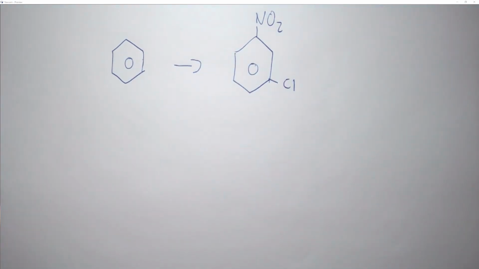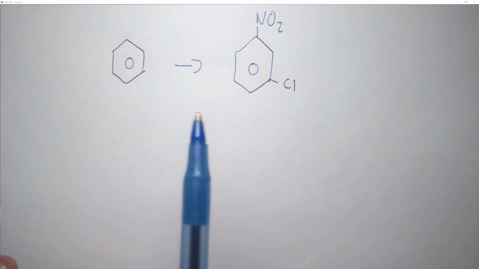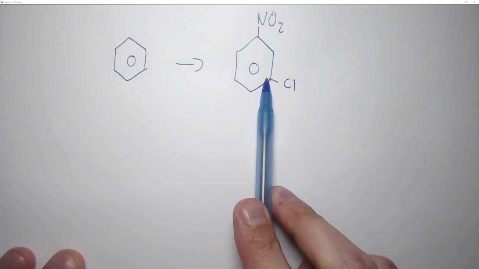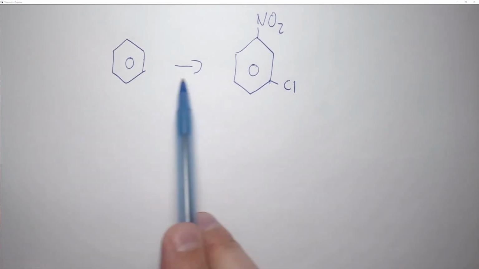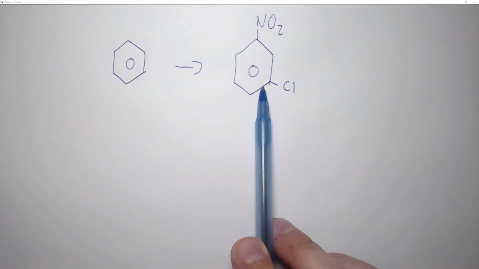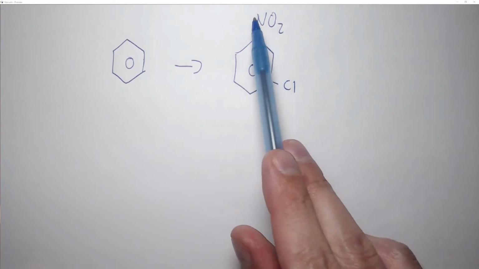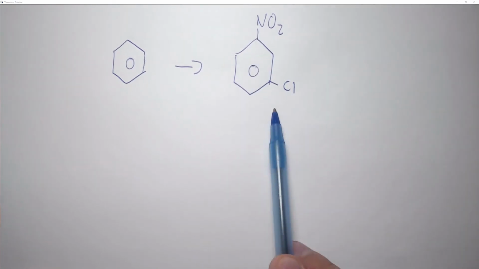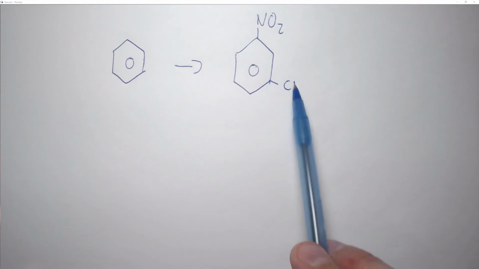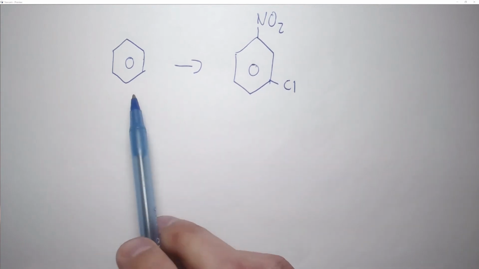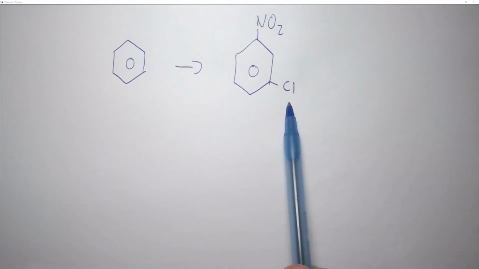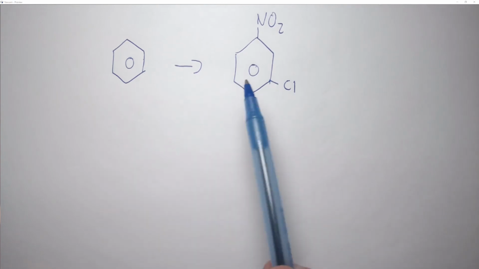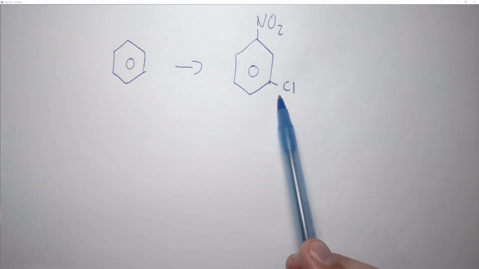Now, this is not a mechanism. So we're not going to write the mechanism of each reaction, but we're going to look at how we get from here to here. And this one, you can tell that it's going to be a multi-step synthesis because we're adding 2 different groups, right? You might have a single step if you're adding the same group twice. It might be possible. But in this case, we're adding a nitro group and a chloro group. So we have to think about how we add a chloro group and how we add a nitro group.